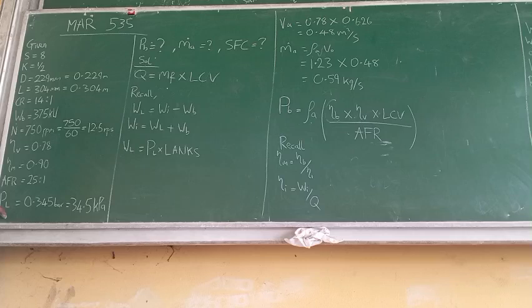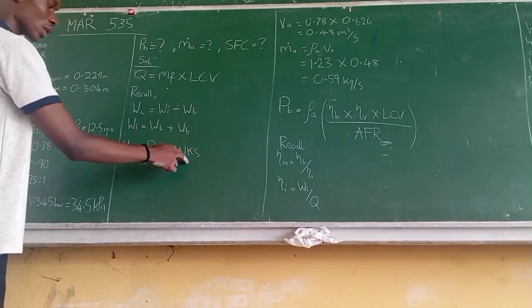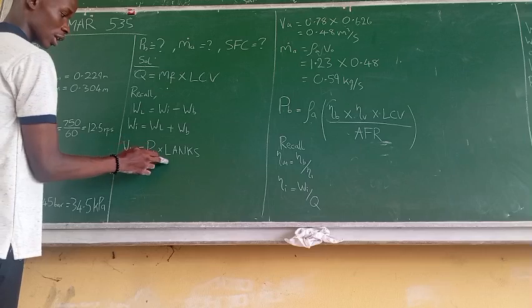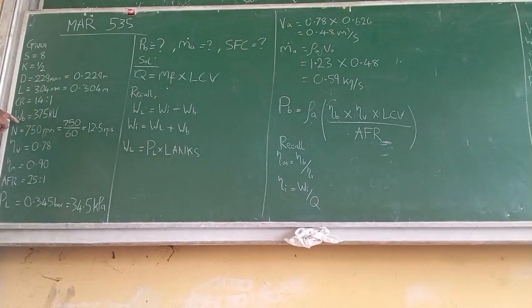We have our PL. We have the value of lambda already solved for. We put our PL and lambda here. We have our WL. We use the brake power we have here, put it into here, and we will find our WI.